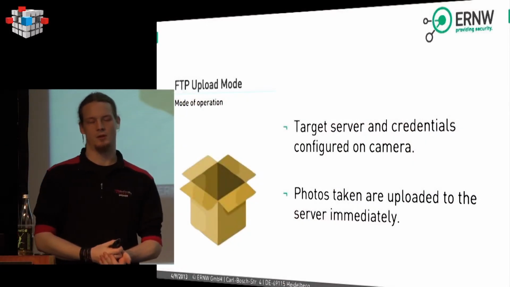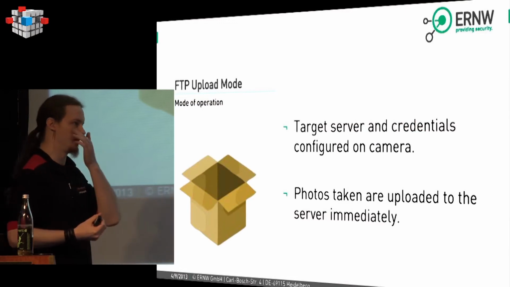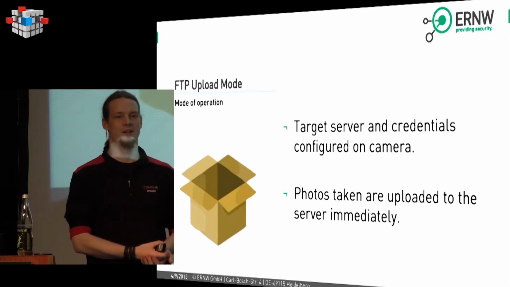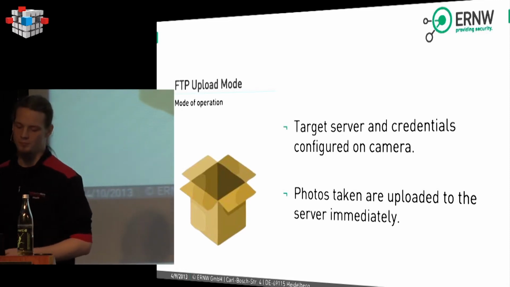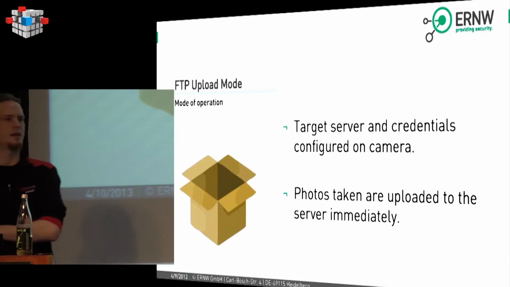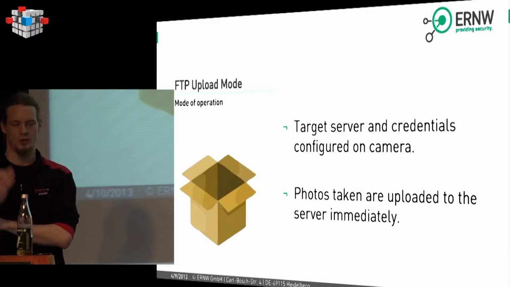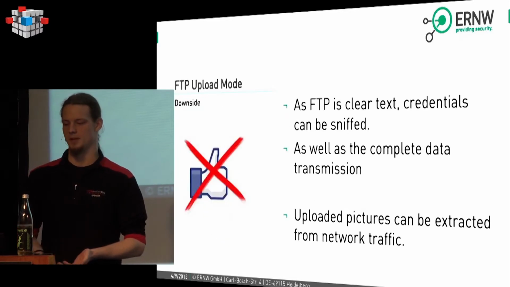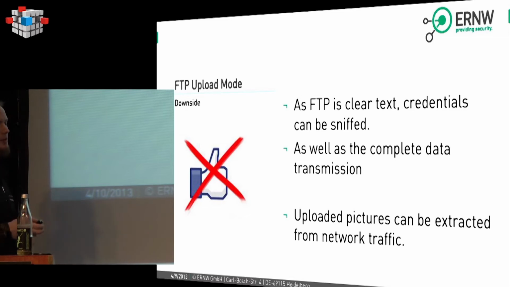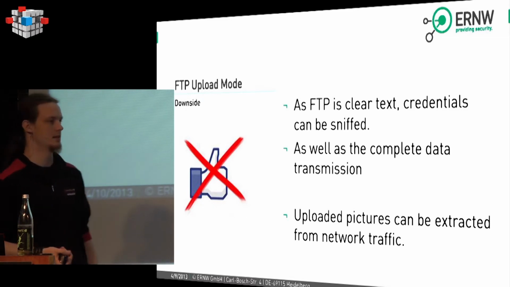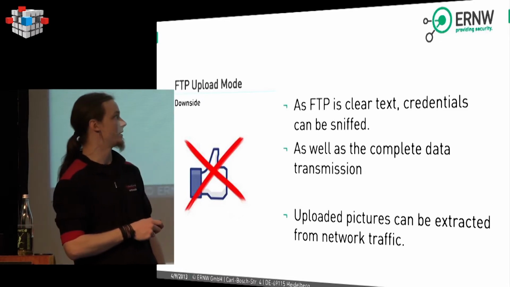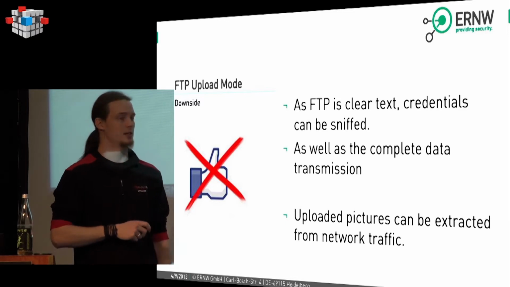Once you get all this configured on the camera, and you get this network mode enabled, and take some photos, the photos are immediately uploaded to the FTP server. Okay, yeah, that might come in handy for some photographer who just wants to upload images directly to the cloud. This is where images go these days. Okay, so the downside with the FTP upload mode is, FTP is clear text. So once you get your hands on the data, you can easily extract all the credentials as well as the complete data transmission.